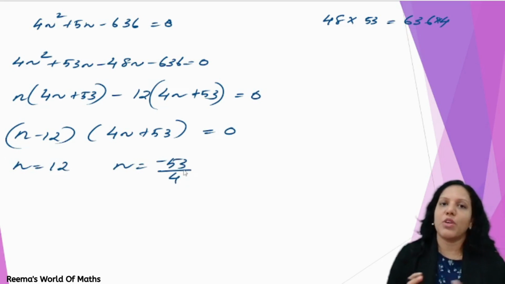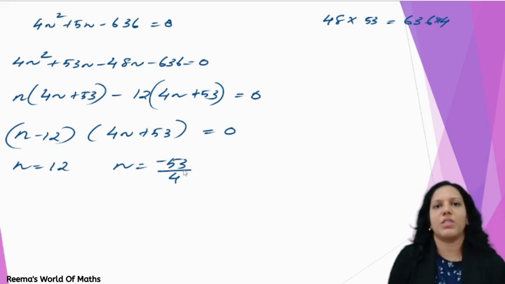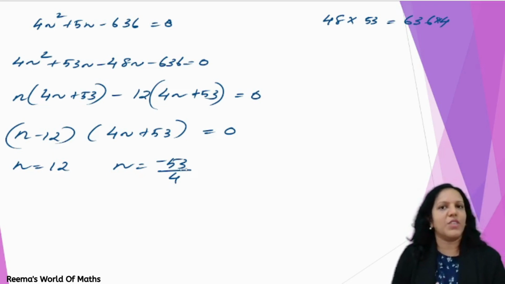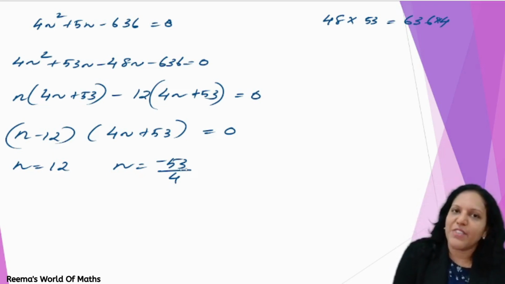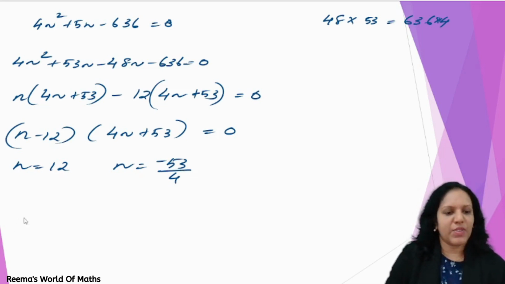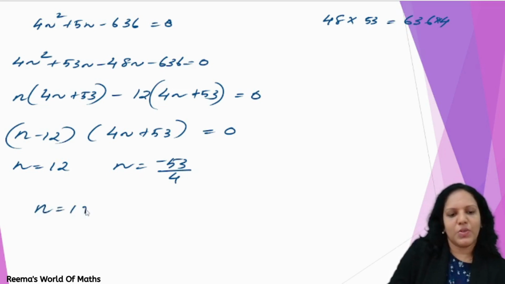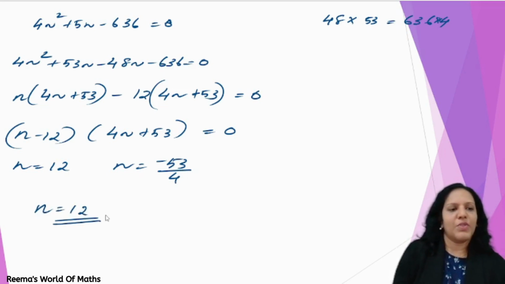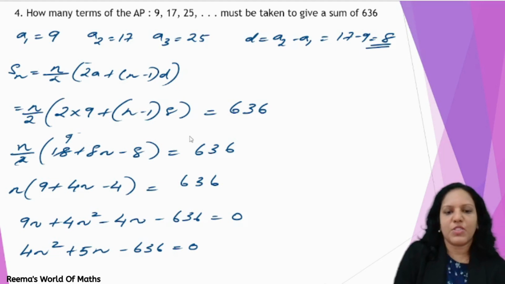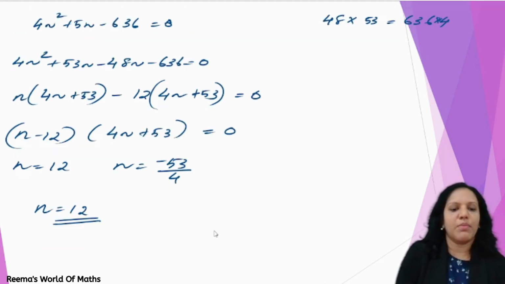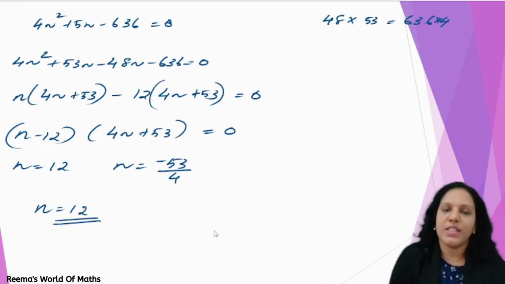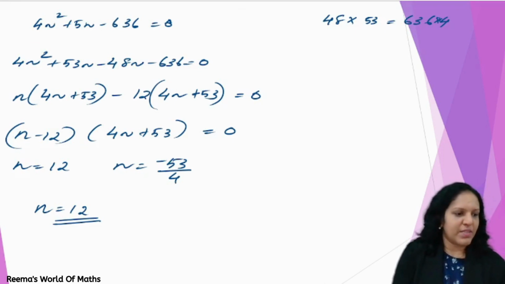We know the number of terms can only be a positive number. It can only be a positive integer. It can neither be a negative integer nor a fraction. So n, the number of terms, equals 12. So we have found that the common difference is 8 and the total number of terms in that AP is 12. Let's see the next question.